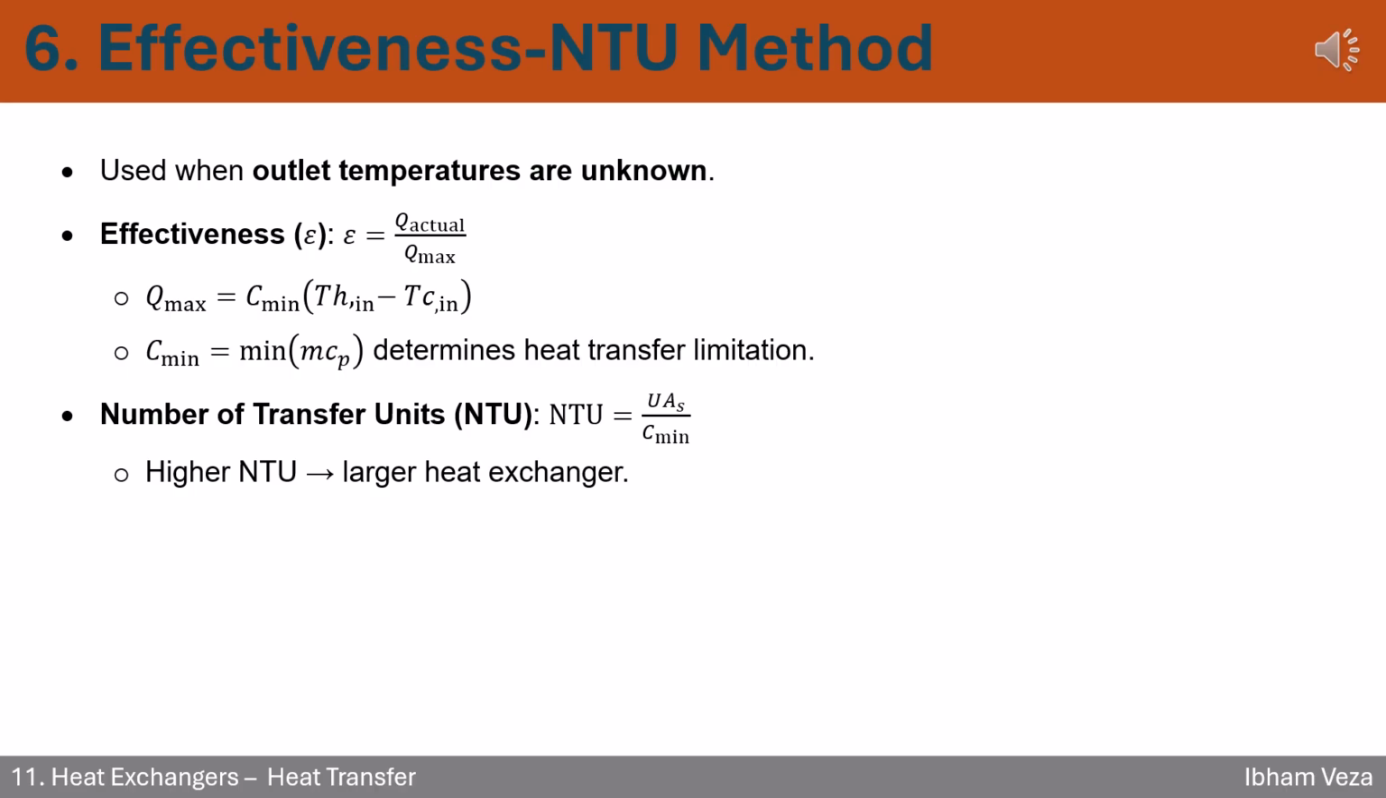To find this maximum, we use the minimum heat capacity rate, Cmin, which is limited by the fluid with the lowest ability to carry heat. The number of transfer units, or NTU, connects the heat exchanger size to its performance. More area, better U, or smaller Cmin, your NTU increases, meaning more capacity to transfer heat.